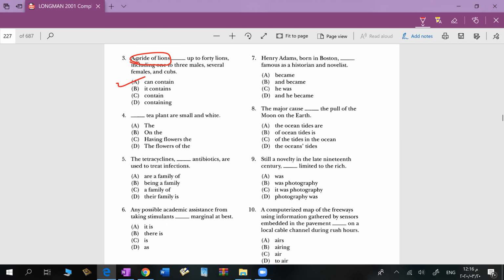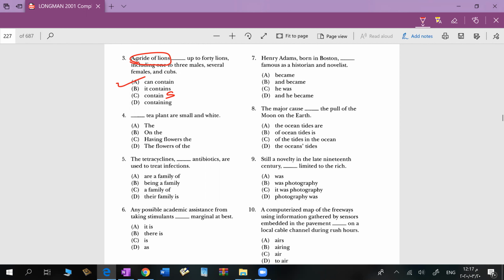Why? Because a pride of lions is a singular noun, and if we use it with simple present, we have to add an s to the verb. So it's contains. It should be contains, not contain. Okay. And it doesn't necessarily have to contain up to 30 lions. "Can contain" is even more accurate in meaning.